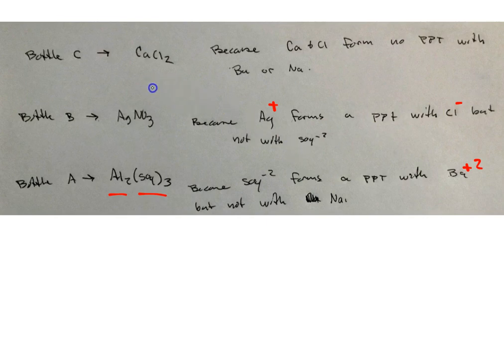Bottle C, you can't just justify it, by the way, because the other 2 were those. You have to justify it based on science. Because Ca+2 and Cl- form, this is a dumb way to write it, but whatever, no precipitate with Ba+2 or N.